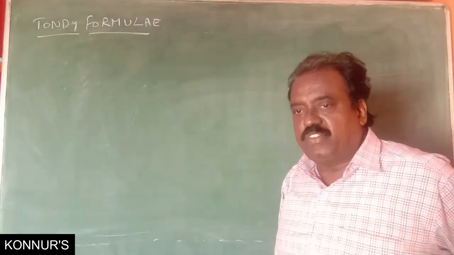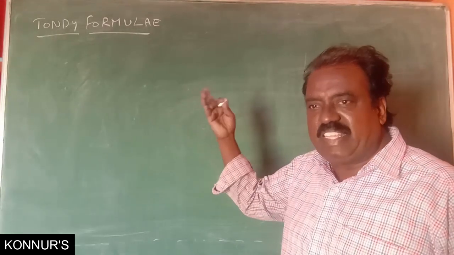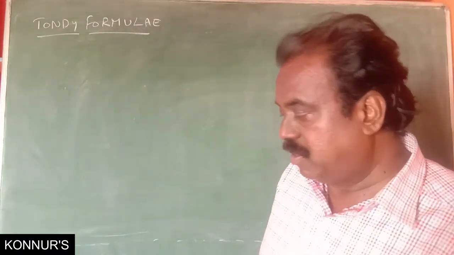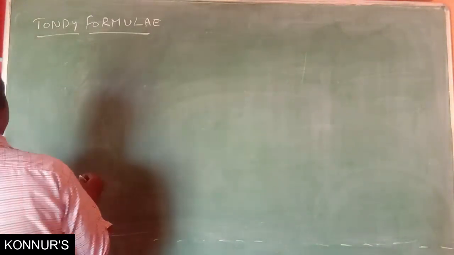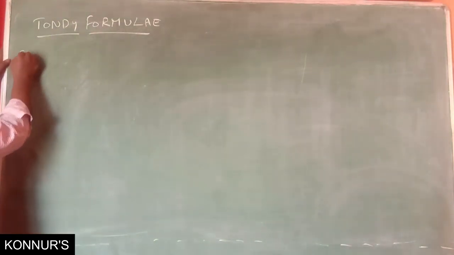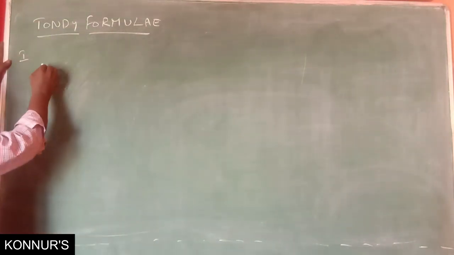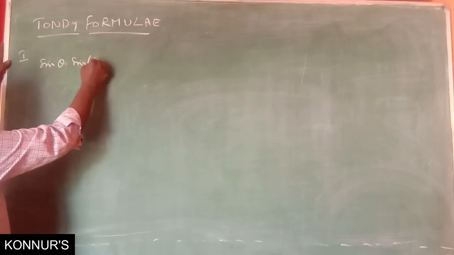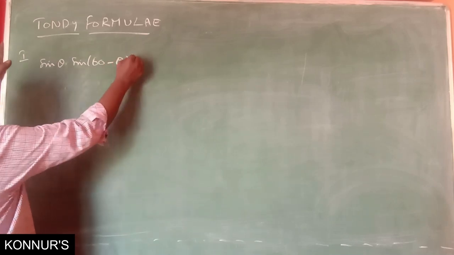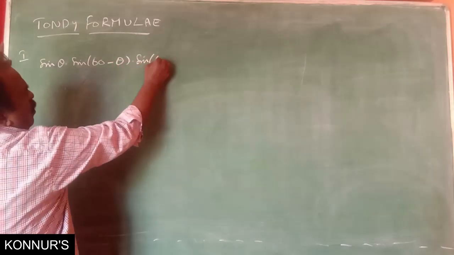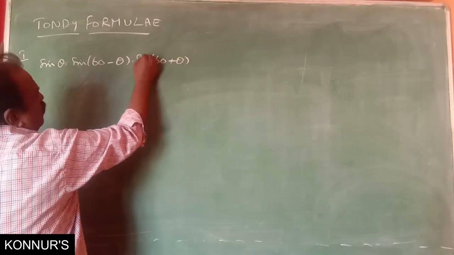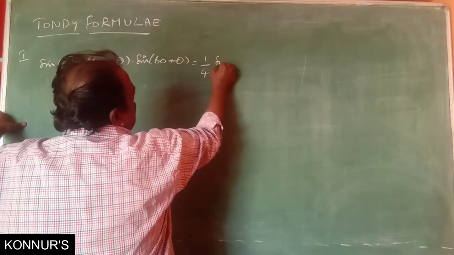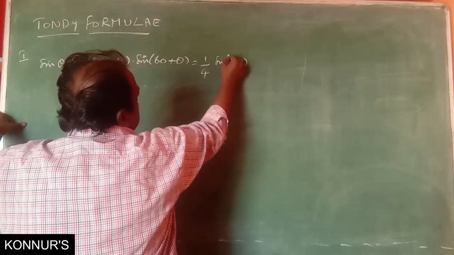Now I want to teach. This is important. Actually, this is really the synopsis of our trigonometry. Now, you see, number one: sine theta into sine of 60 minus theta into sine of 60 plus theta is always 1 by 4 sine 3 theta.